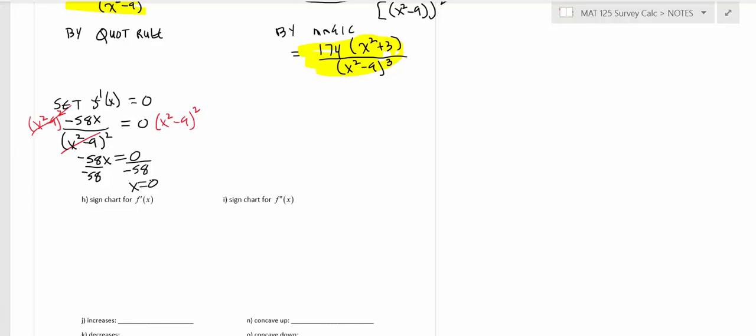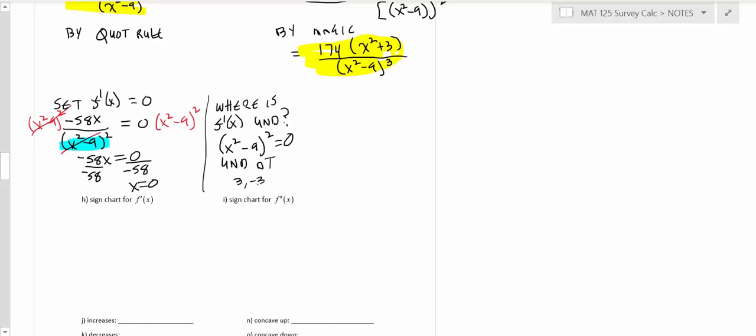The other thing that we have to ask is, where is the first derivative undefined? Okay, and that's real important on this. Where is it undefined? Well, it would be undefined where the denominator is 0. And you can again do this in your head. I hope you can do that in your head. What are the two numbers that cause x squared minus 9 to be 0? 3 and negative 3, right? We already did that earlier in the problem. So basically, we're undefined at 3 and negative 3.